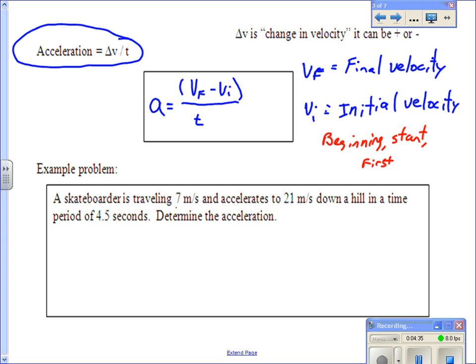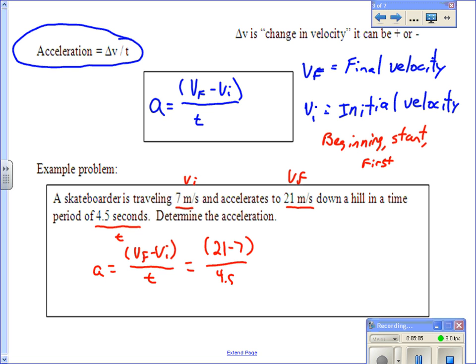So here we go. We have a skateboard traveling 7 meters per second and accelerates to 21 meters per second down a hill in a time period of 4.5 seconds. So if he's traveling 7 and then accelerates to 21, 7 is your VI, 21 is your VF, time is in seconds. Write your equation down. A equals VF minus VI over T. 21 minus 7 divided by 4.5. Then you'll put that in your calculator, and you get 3.11 meters per second squared.